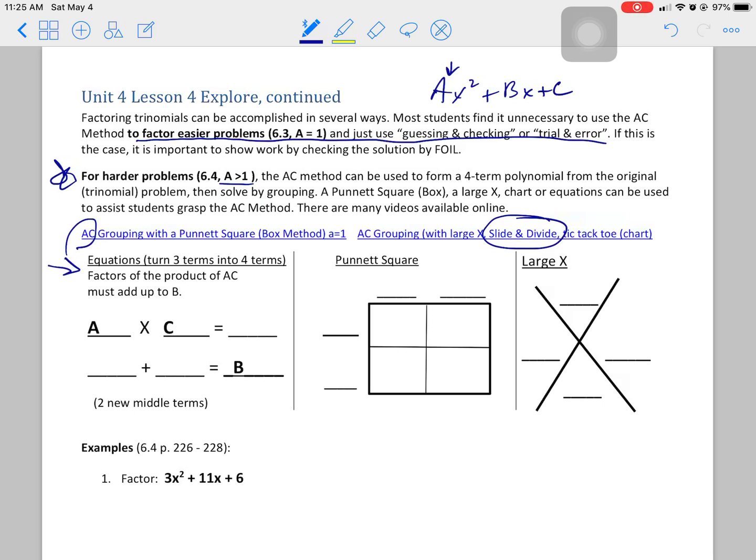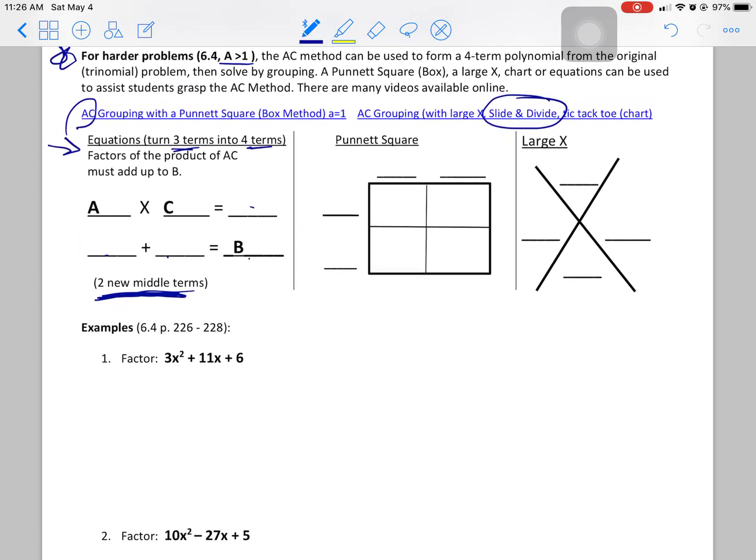I like to suggest the AC method because you're just going to take that A and multiply it by the C for any problem, and you're going to get an answer there. Then you're going to get factors of that answer that are going to add to the middle term. So basically you're taking a 3-term polynomial and turning it into a 4-term polynomial by taking that middle term and dividing it into 2 middle terms. Okay, so you have 4 terms, and you're going to solve it like a 4-term polynomial like we did in 6.2. So let's practice one of these.